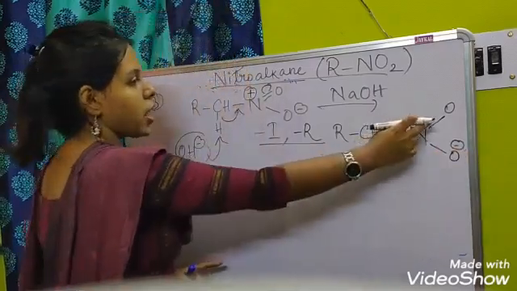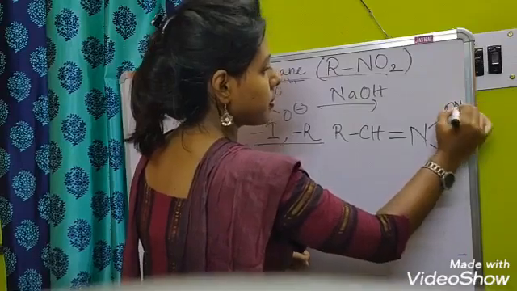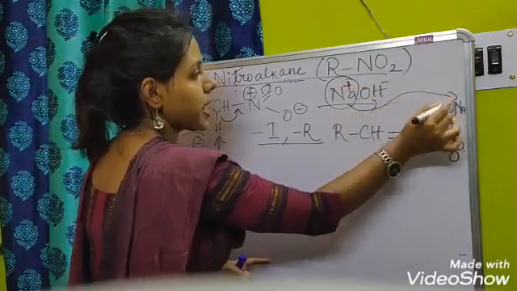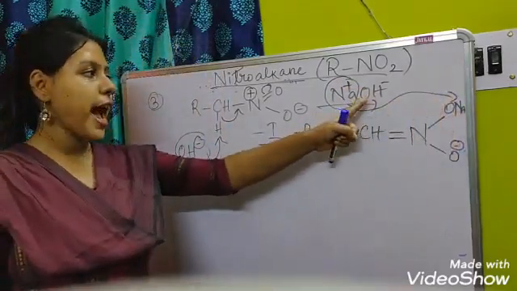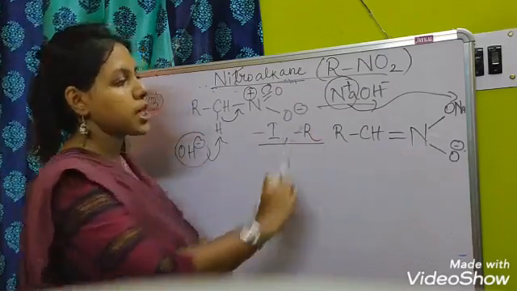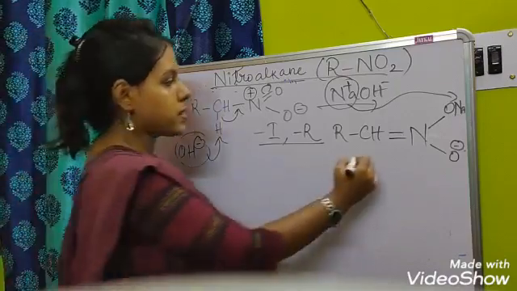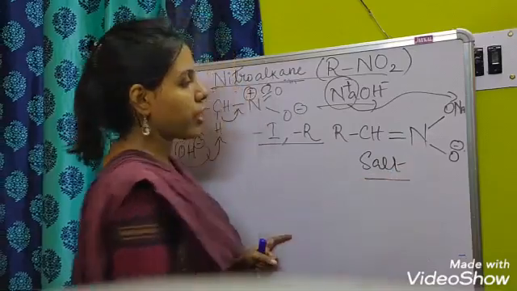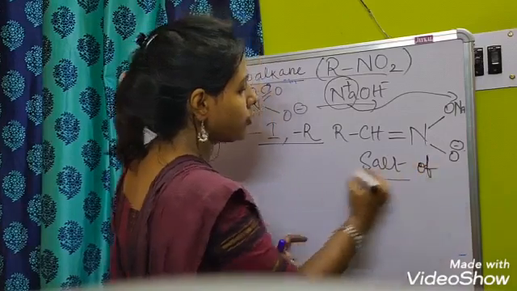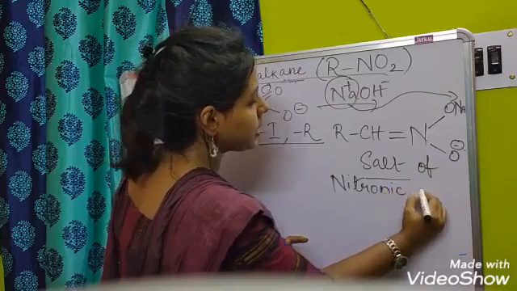After that there will be a double bond to nitrogen and a single bond to O minus. Now this oxygen will be added to the sodium. The sodium plus will be added to the oxygen, and the OH minus has taken the hydrogen. So this type of salt can be obtained from the nitroalkanes. So this is the salt. This type of acid is called nitronic acid, so it is the salt of nitronic acid.